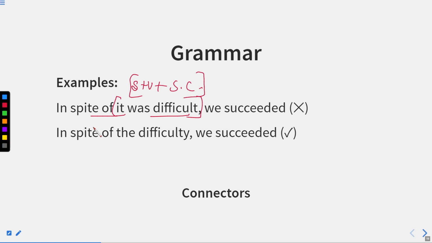So, after in spite of, we cannot use the entire clause. This will be incorrect. Instead, it should have just the noun phrase. So, in spite of the difficulty, now difficulty is a noun, difficult is an adjective, we succeeded. So, this is the correct sentence, whereas the sentence above is incorrect. Now, let us move to the next one.